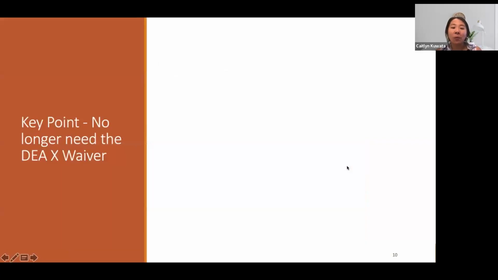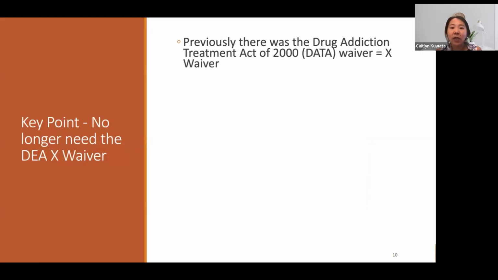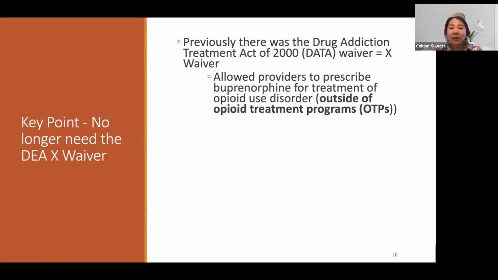So the other big point I wanted to bring up was there's no longer the need for the DEA-X waiver. So what do I mean by that? In 2000, there was the DATA waiver. And basically, this was a waiver that said that for those with opioid use disorder, you could be prescribing medications only if you had this specific waiver.